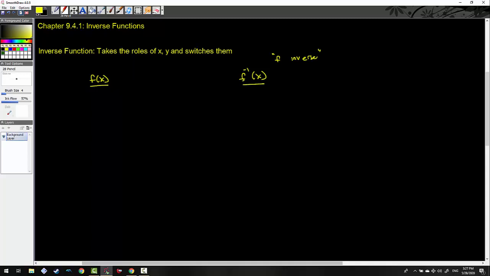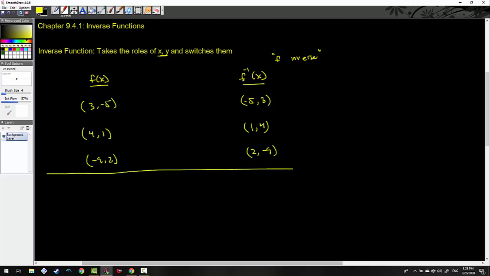Okay? So from here, if I give us the point 3, -5, remember, the inverse function takes the roles of x and y and switches them, which means the f inverse coordinate will be -5, 3. Just the same, if I go 4, 1, the inverse function will be 1, 4. So literally, you just take the x and y and you switch the points, and that's all you're really doing. So at the most basic level, inverse functions just take the x's and y's and switch them. So let's keep that for now. That idea will come up again.